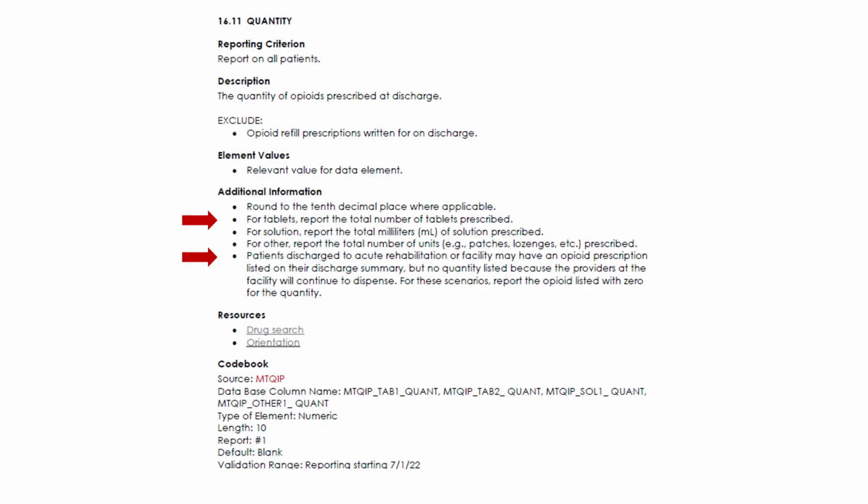Patients discharged to an acute rehabilitation facility or skilled nursing facility may have an opioid prescription ordered or listed on the discharge summary without a quantity documented, because providers at the receiving facility will continue to prescribe and dispense the medication. In these cases, report the opioid prescribed and enter 0 for the quantity.